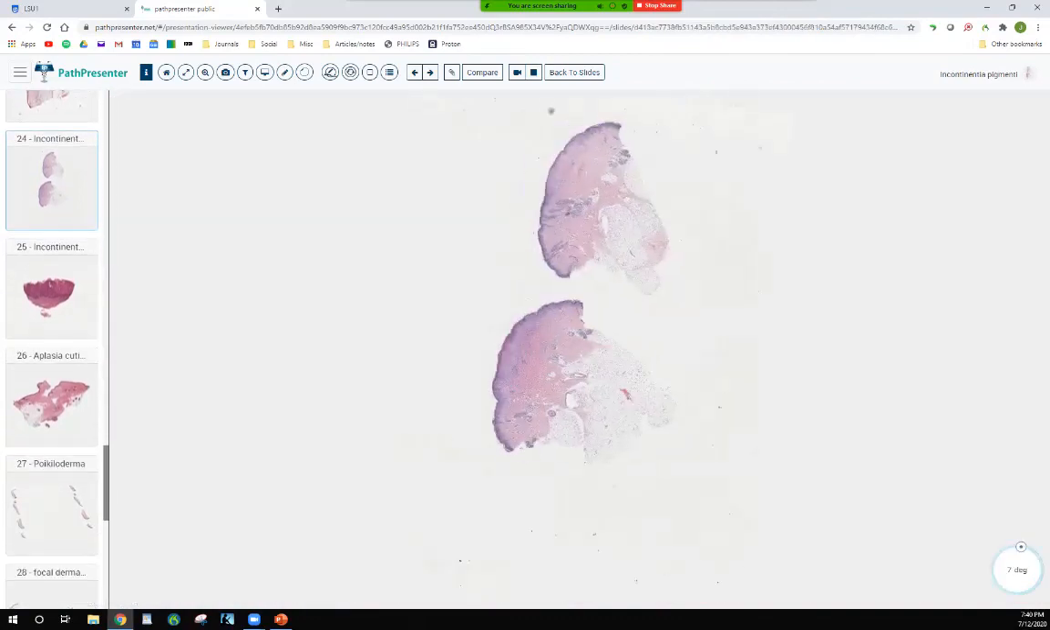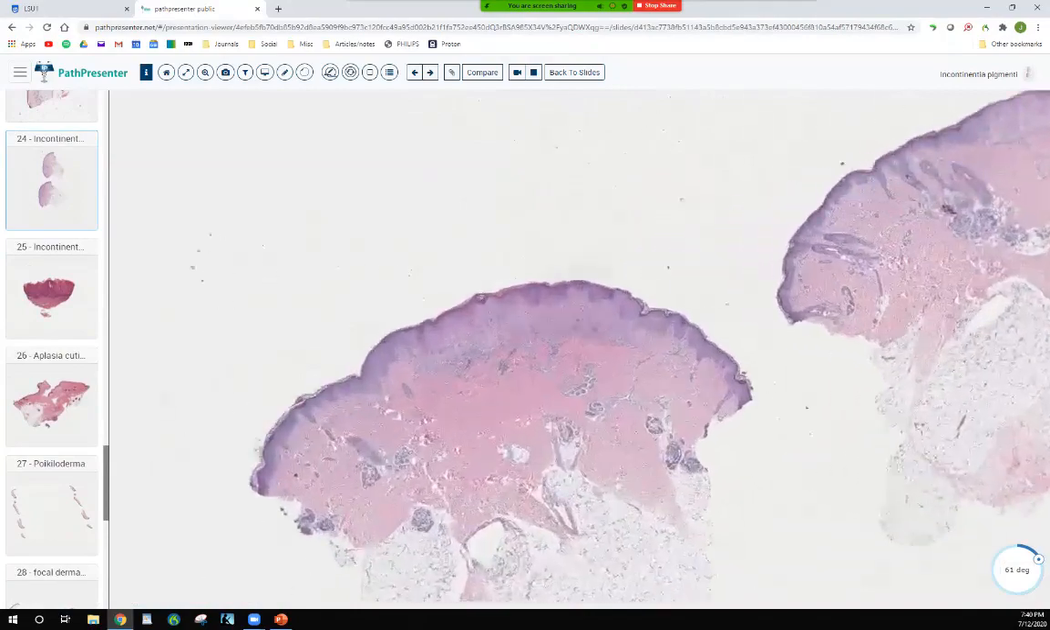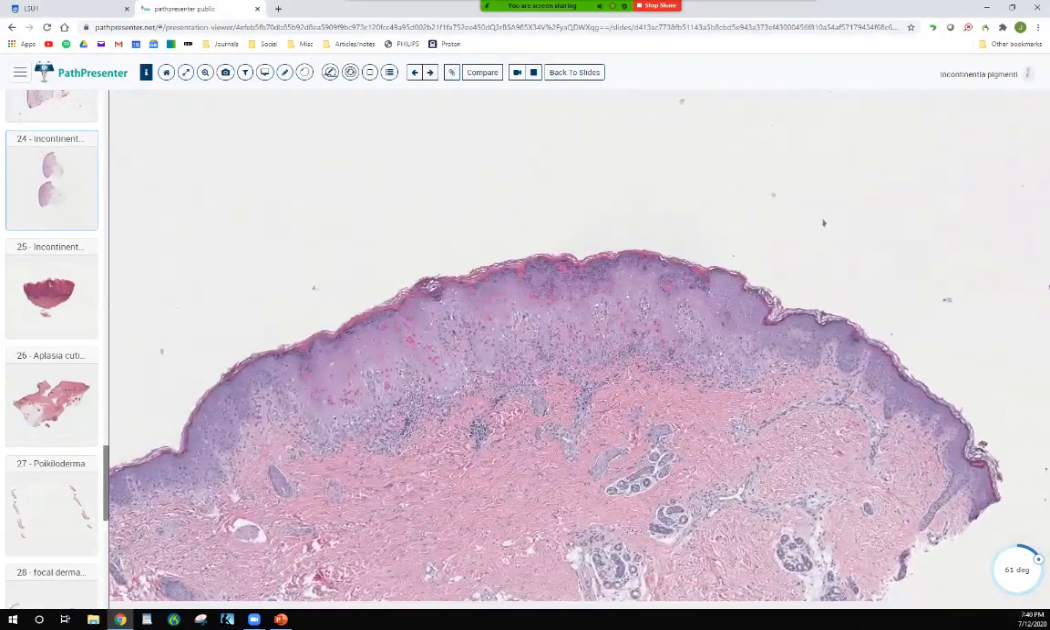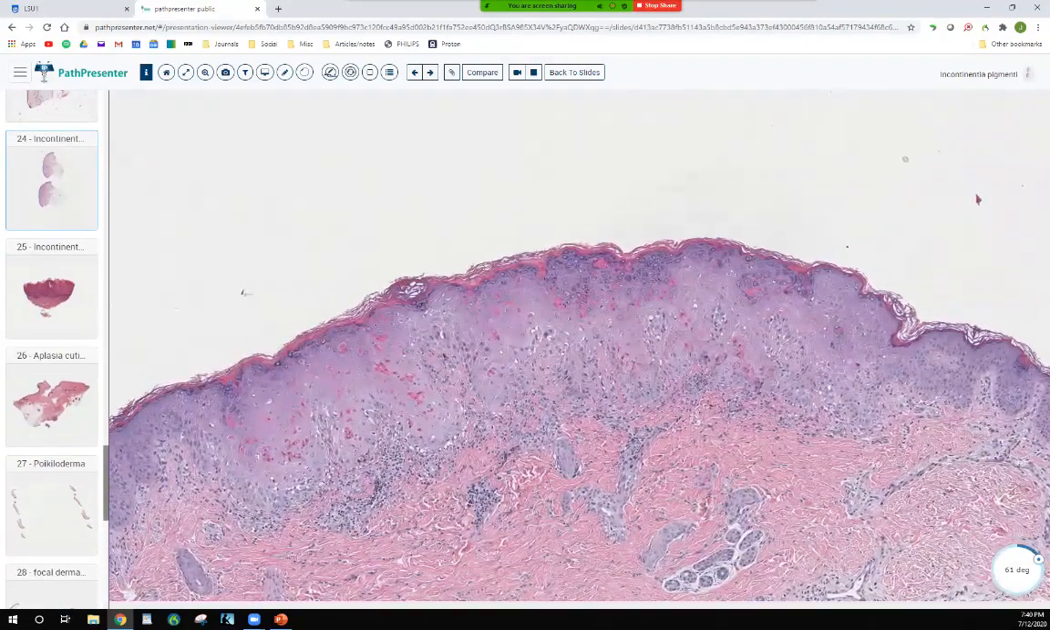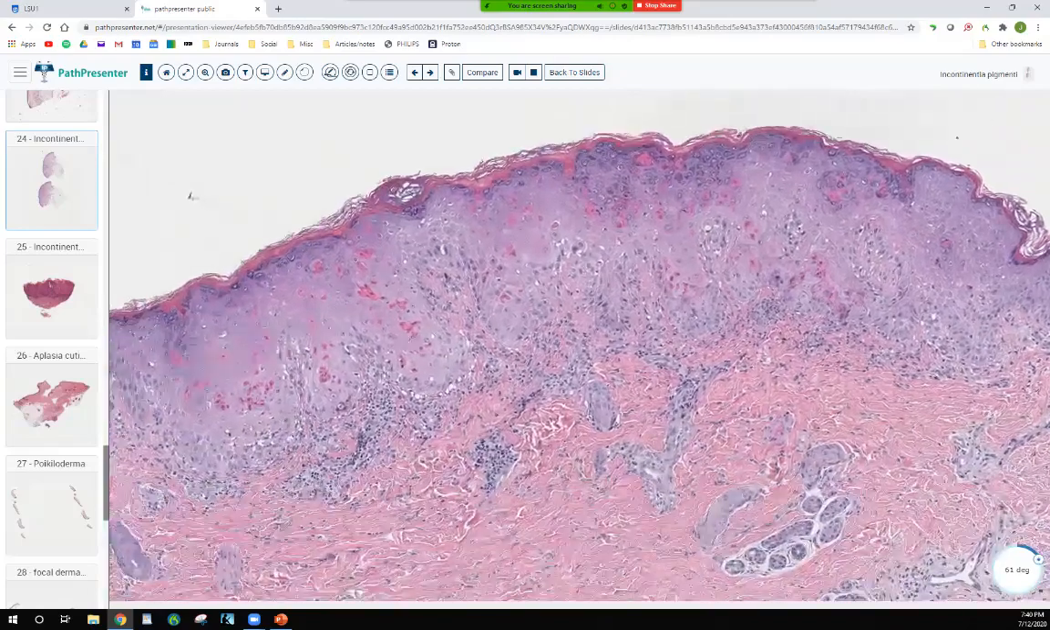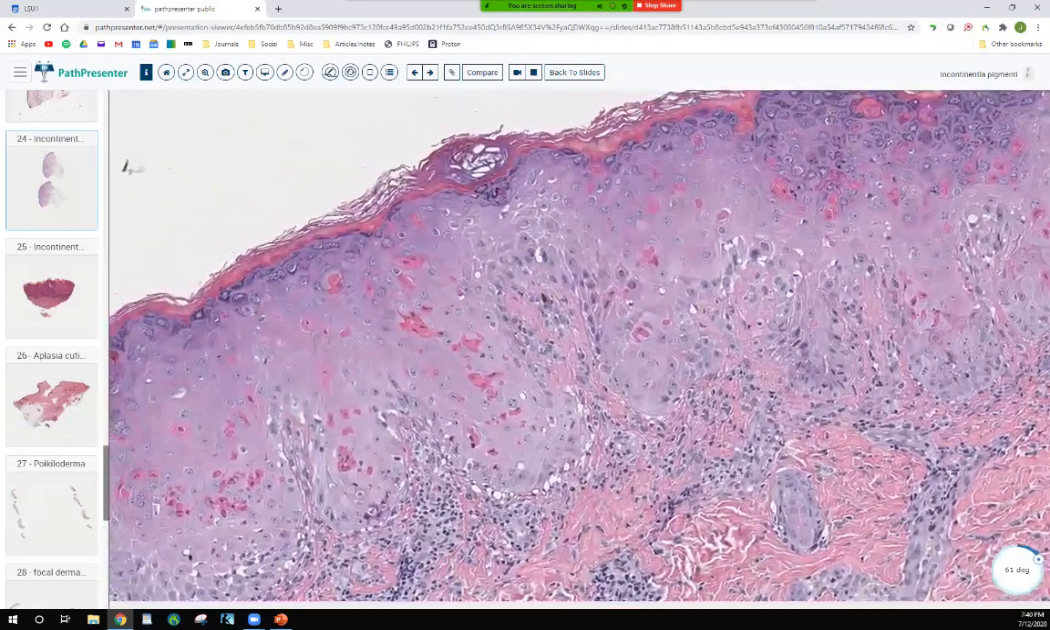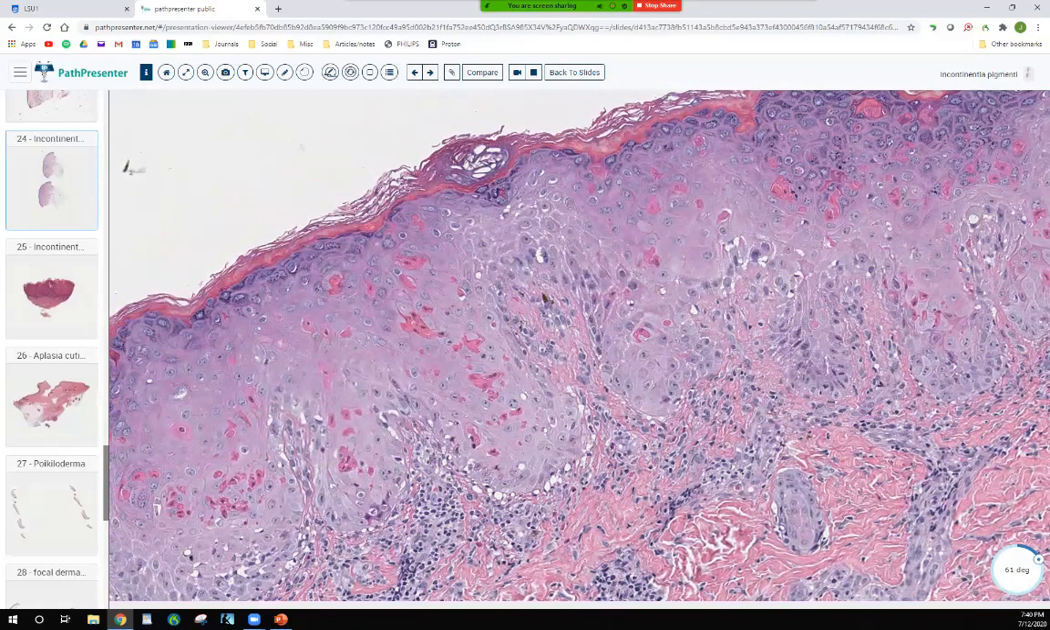And then here's probably a better example. I'll get close right here. Yeah, this is a better example. You can see these individual necrotic cells. So this is a really peculiar pattern. In a kid, you would really be suspecting incontinentia pigmenti because of this. I don't know what else you would think about when you get this many necrotic cells.